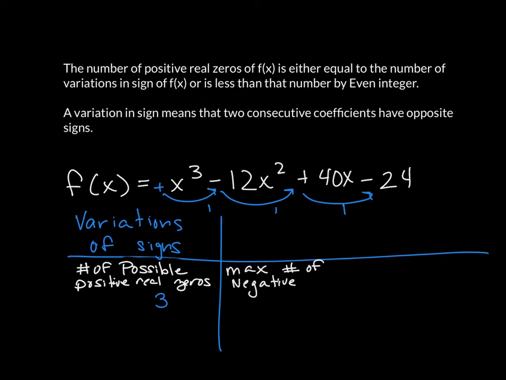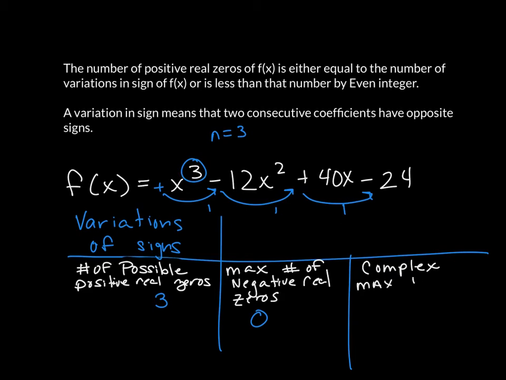The max number of negative real zeros, we're going to start that number at 0. And that's because the degree of this polynomial, n, is equal to 3. The maximum number of complex zeros is also going to be 0 for right now.